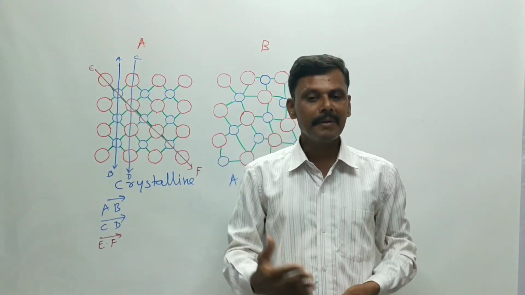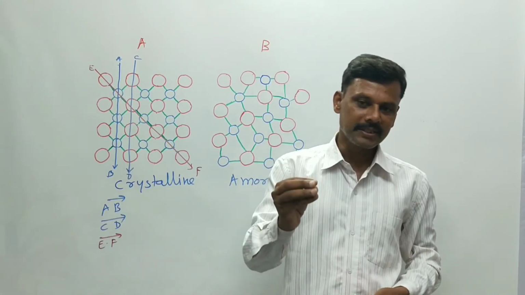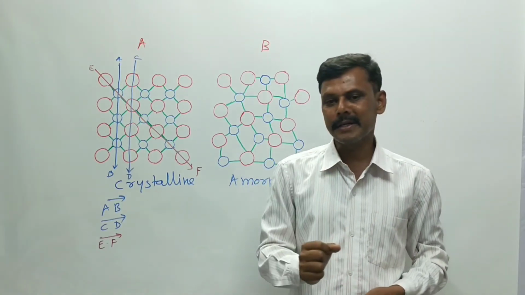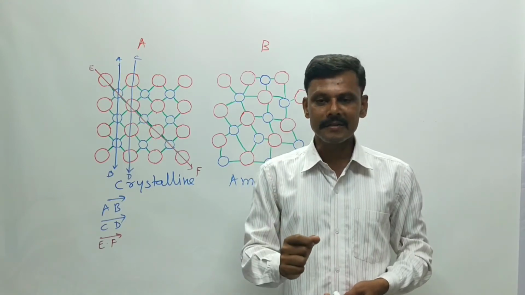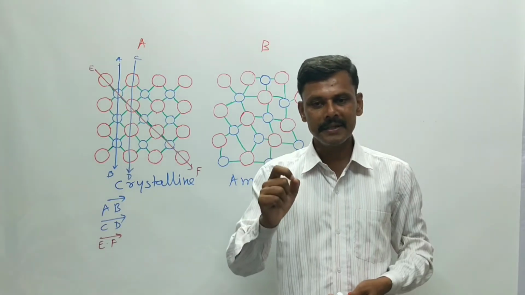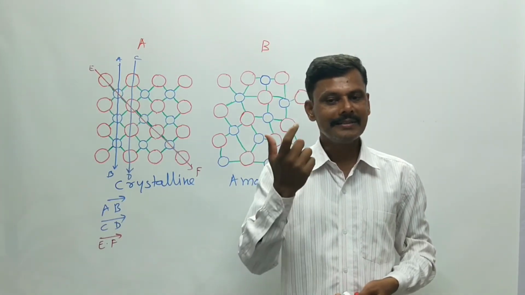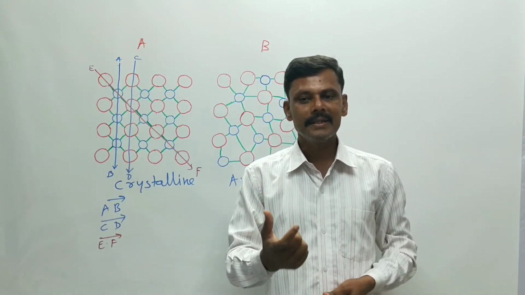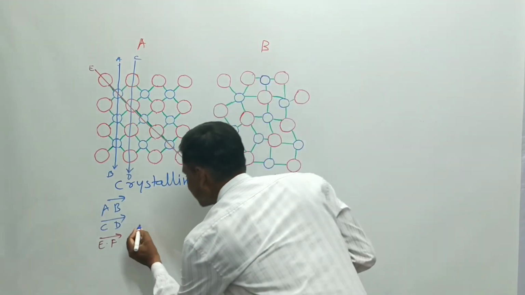And remember my friends, in crystalline substance, the properties like refractive index, then electrical and thermal conductivity, so these properties are different in different directions, and this phenomenon is called as anisotropic.